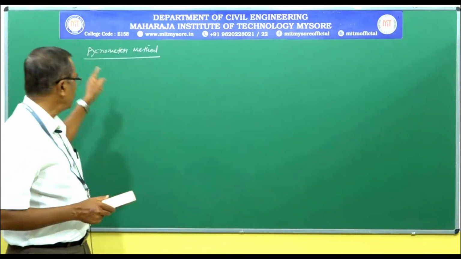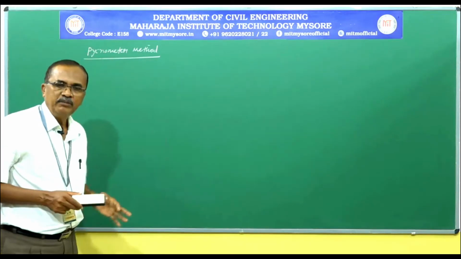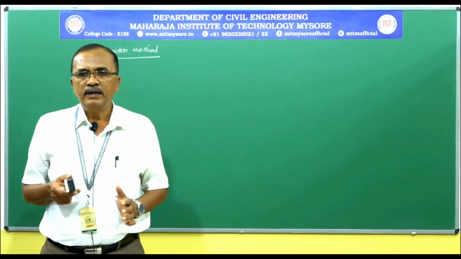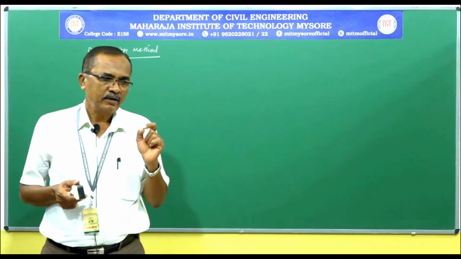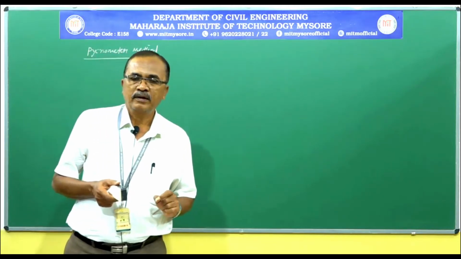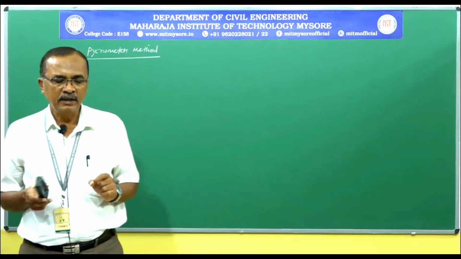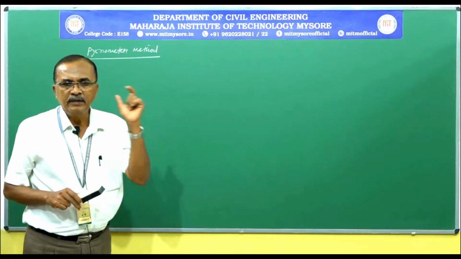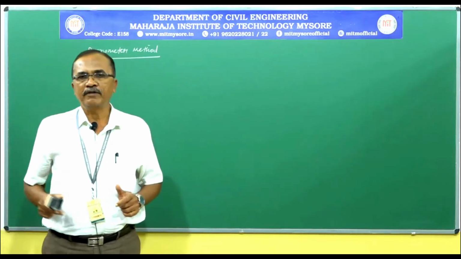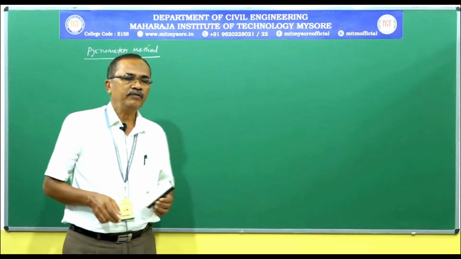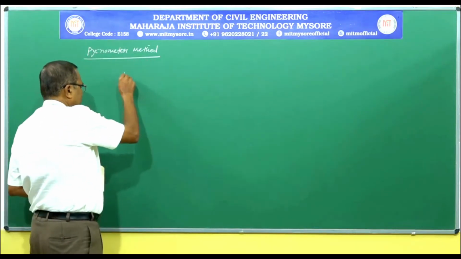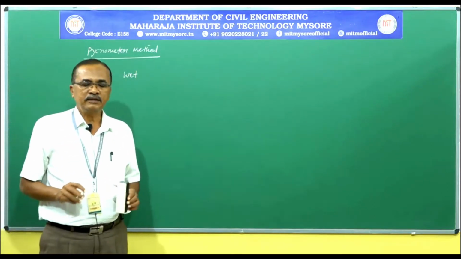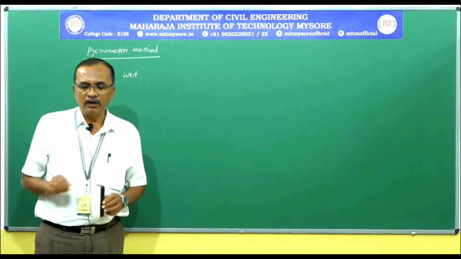The next method is the Pycnometer method. The Pycnometer method of determining moisture content or water content is an approximate method. It is ideally suitable for cohesion-less soil. Here the procedure to determine water content is almost the same as that of determination of specific gravity of soil, except that here we use the wet soil for all the observations along with the specific gravity of soil.